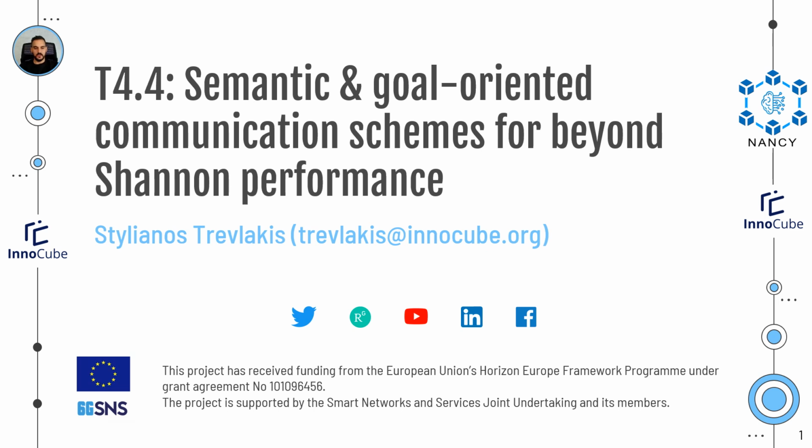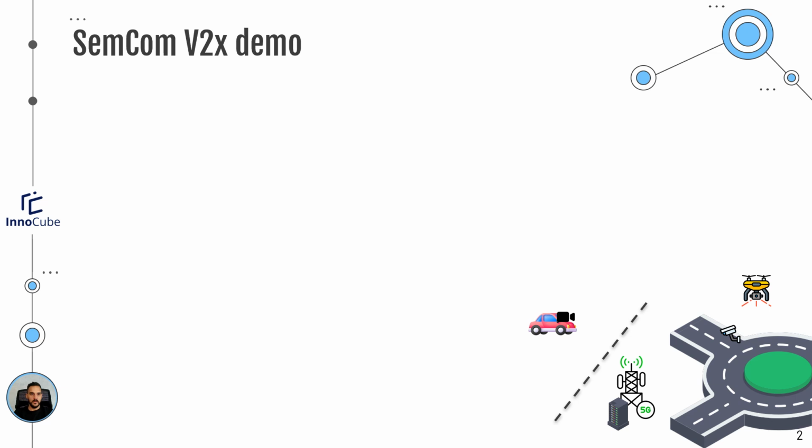I represent InnoCube and today I will present the semantic communication demo that was developed within Task 4.4. In this scenario, we assume that a vehicle enters the campus and this vehicle has access to a digital twin service. It has the semantic encoder installed but not activated.